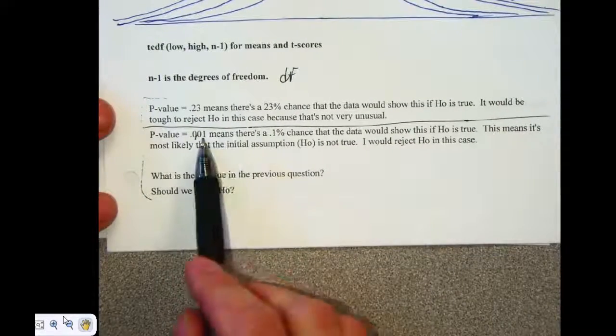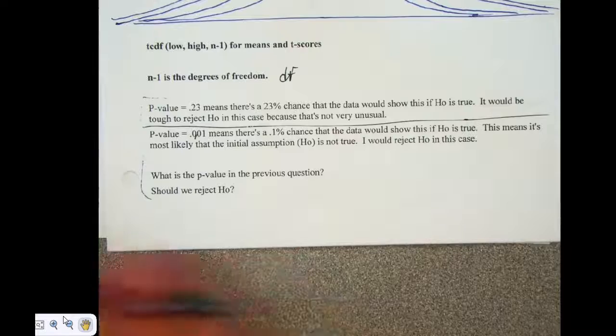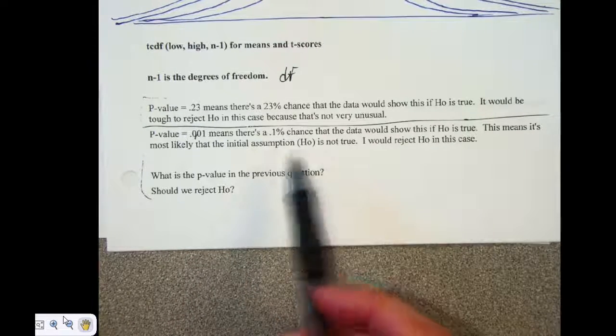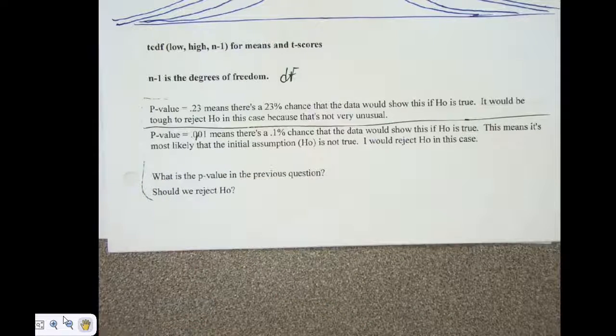If the p-value is 0.001, it means a 0.1% chance that the data would show what we got if H0 is true. Since that's such a small chance, what we end up saying is, well, H0 has got to be wrong.